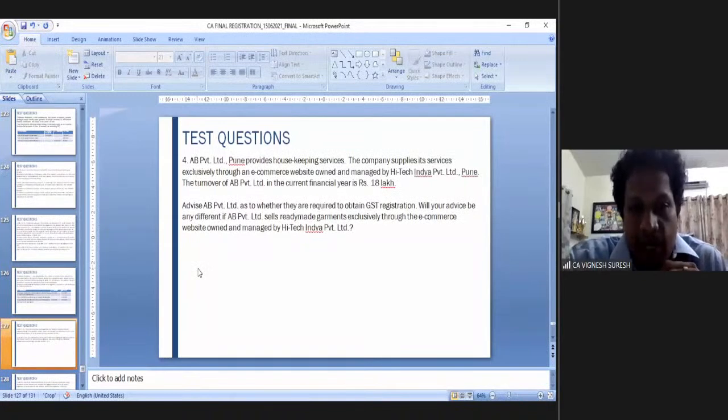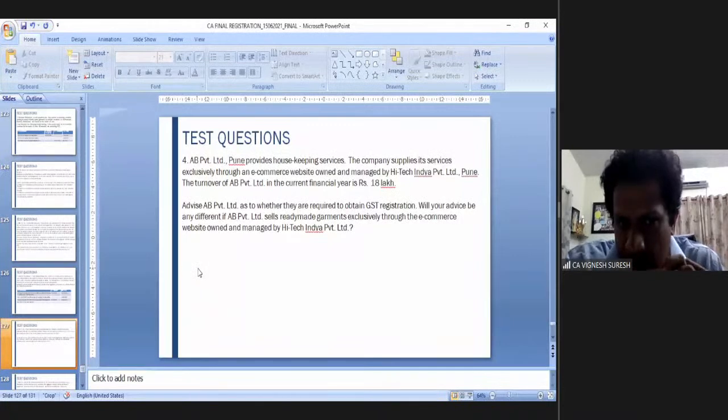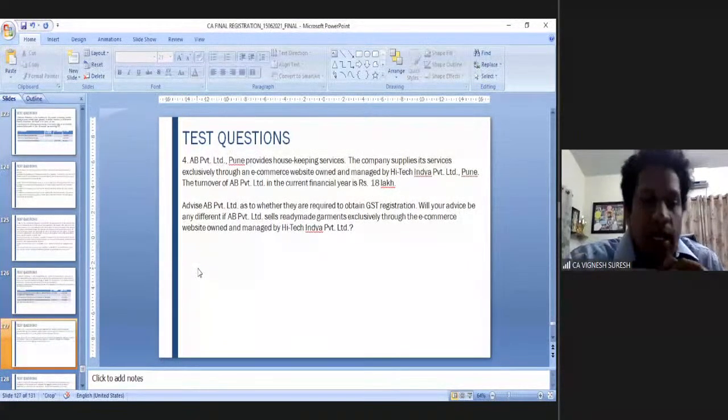AB Private Limited, Pune provides housekeeping services. Company supplies its services exclusively through an e-commerce website owned and managed by High-Tech India Private Limited in Pune. Turnover of AB Private Limited in current financial year is 18 lakhs. Advise AB Private Limited as to whether they are required to obtain GST registration. Will your advice be different if AB Private Limited sells ready-made garments exclusively through the e-commerce website owned and managed by High-Tech India Private Limited?